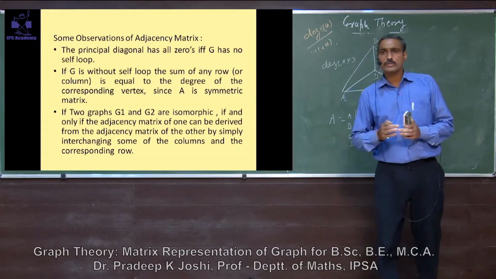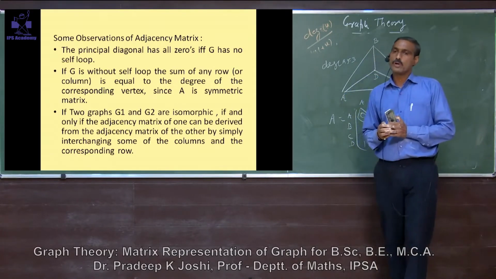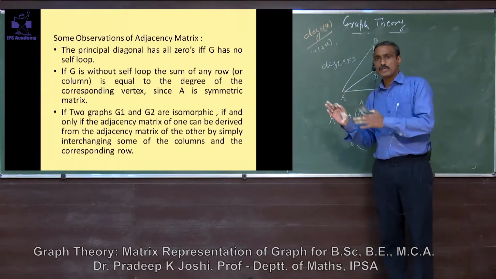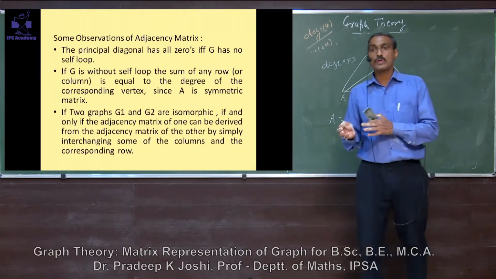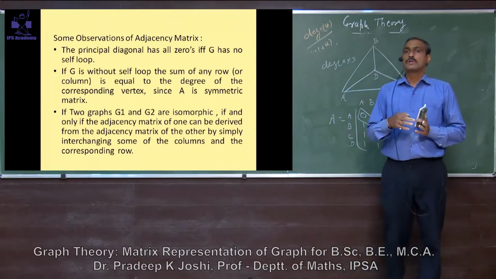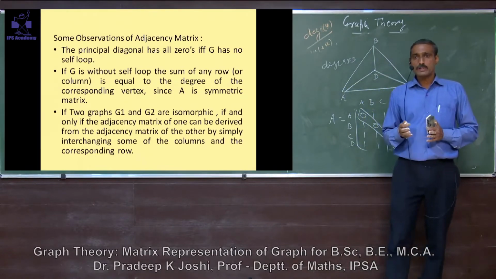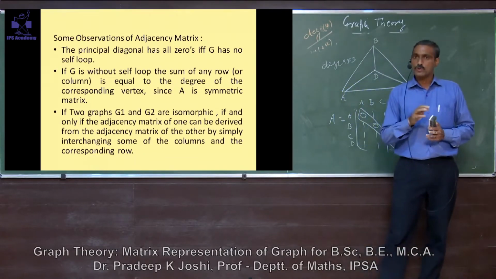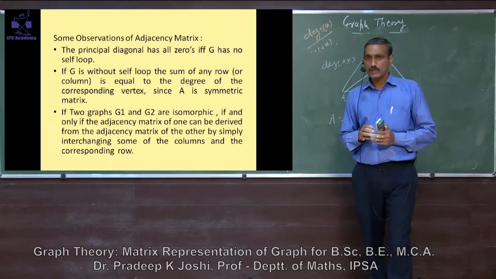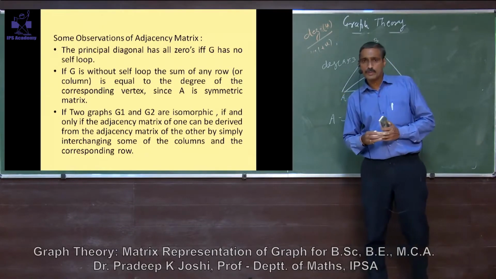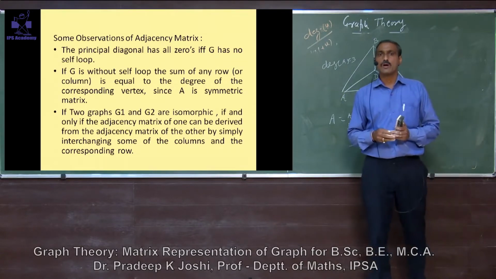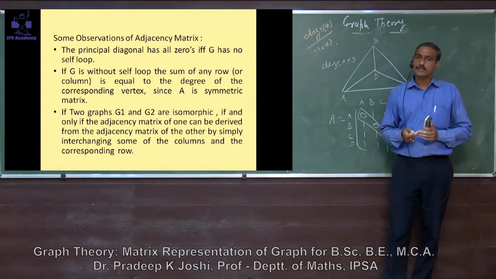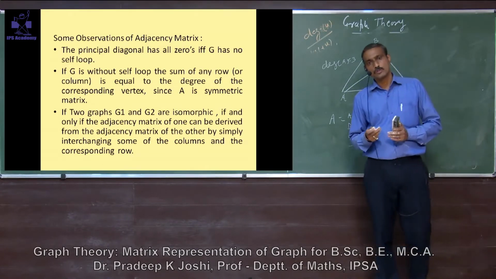Yesterday we discussed isomorphism of graphs: when two graphs are structurally different, but internally they are the same. So we have the concept of corresponding vertices, a one-to-one correspondence between the vertices in graphs G1 and G2. But directly with the help of the adjacency matrix, we can also find out whether two graphs are isomorphic or not. Two graphs G1 and G2 are isomorphic if and only if the adjacency matrix of one can be derived from the adjacency matrix of the other by simply interchanging some of the columns and the corresponding rows.